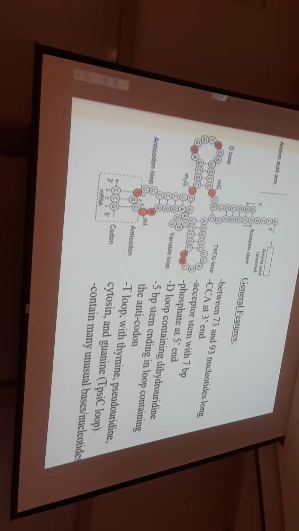Because it has here a sequence that has a thymine, pseudouridine, we'll see in a moment what that looks like, a cytosine, and a guanine. Sometimes it's only called the TC loop. Then we just continue towards our 3' end.